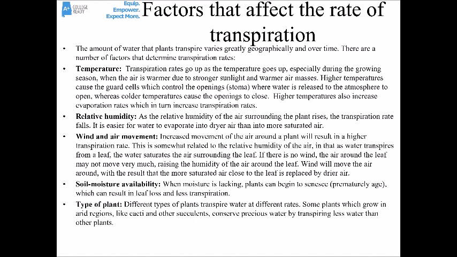Wind or air movement is another factor. Wind, one, helps to lower the humidity around the leaf and the stomate. Two, it also helps to increase evaporation. Either way you look at it, higher winds cause faster transpiration. Lower winds, lower transpiration.